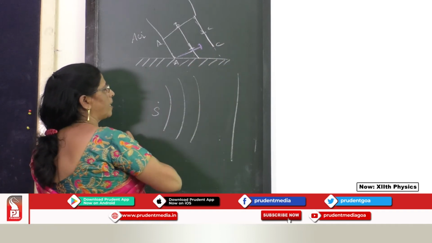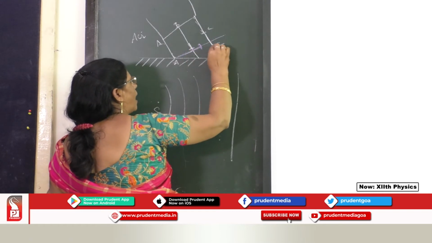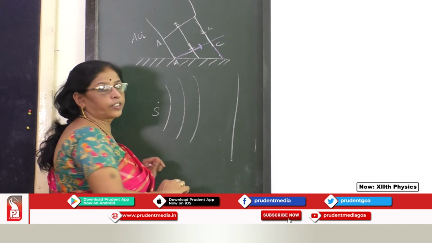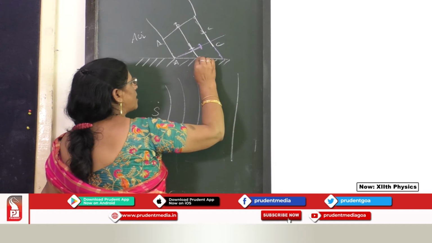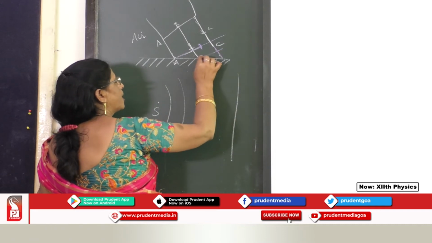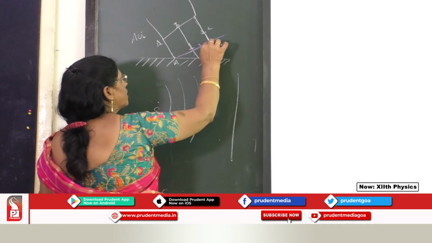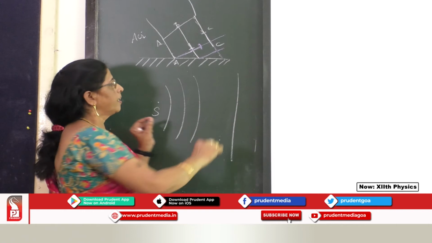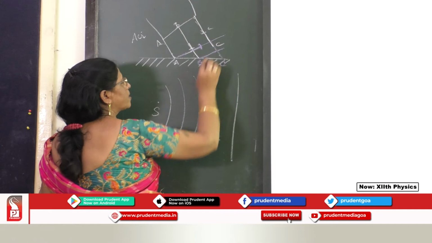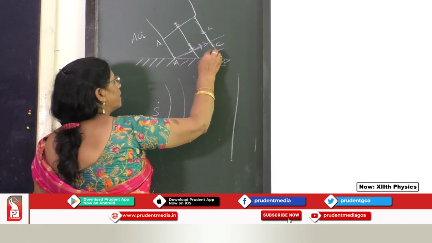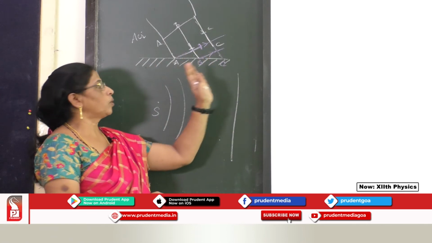Now after B has reached, it starts giving out the secondary wavelets. They travel until the last point of C reaches the surface. These secondary wavelets travel for the same time until the last point of the wavefront reaches the surface. Now C is here, B is here. These are the wavelets which are reflected, which are sent back over here.